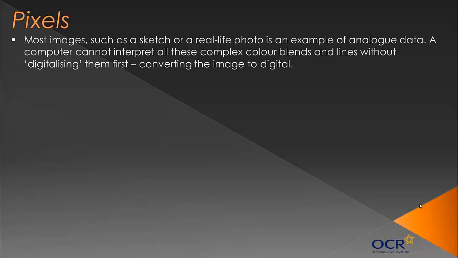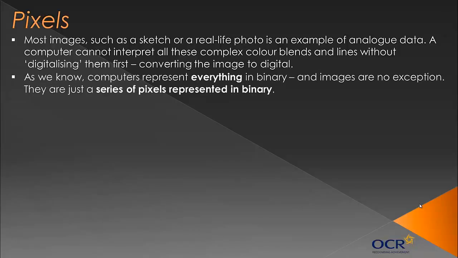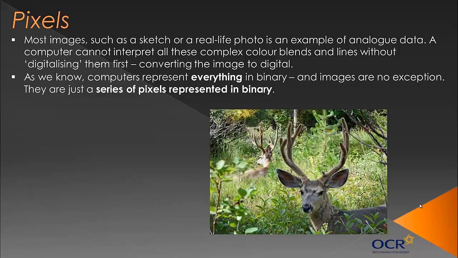So most images, such as a sketch someone's drawn or an actual photo of something, are an example of analog data. And as we mentioned before, analog data can't be used by a computer. It can't interpret all the blends, all the lines, all the data sort of being continuous. It has to have digital boundaries, and so it has to digitalize the images, converting them to a digital format, which is binary, as we've looked at. So images are no exception to binary. They're just a series of pixels represented in binary. Let's look at how an image is transferred from analog to binary.